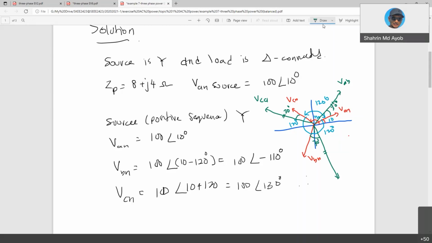As you can see, if I plot the phasor here, the V line will always lead the V phase by 30 degrees. So VAB leads VAN, VBC leads VBN, and VCA leads VCN. If the rotation is like this, it is counterclockwise.